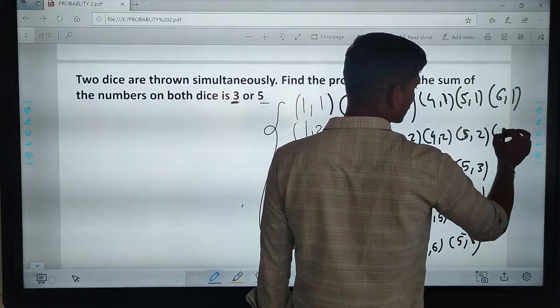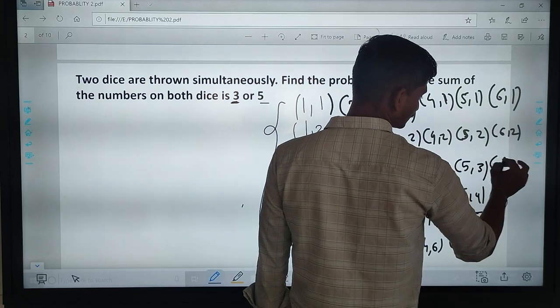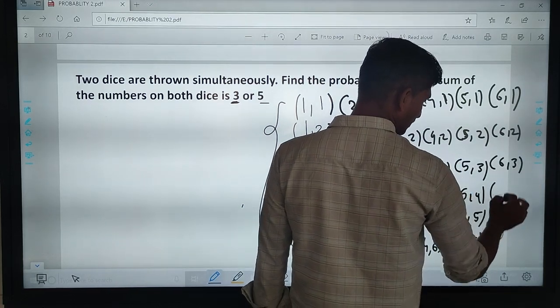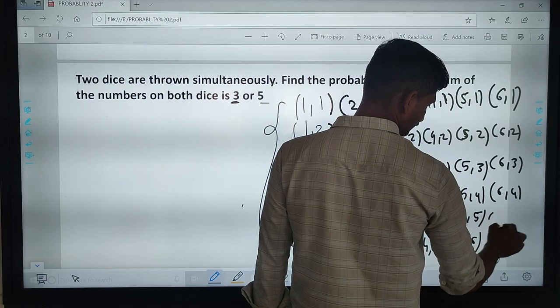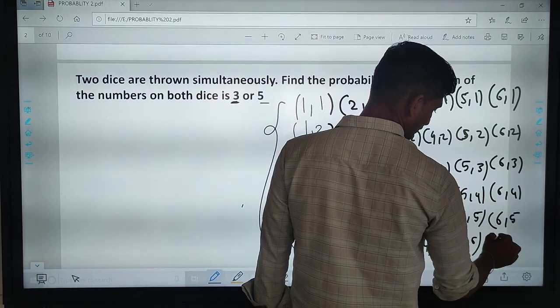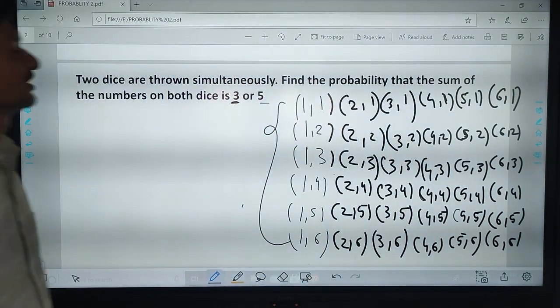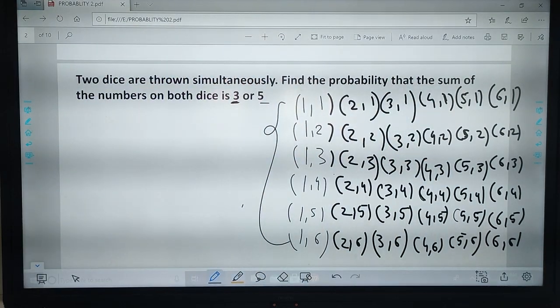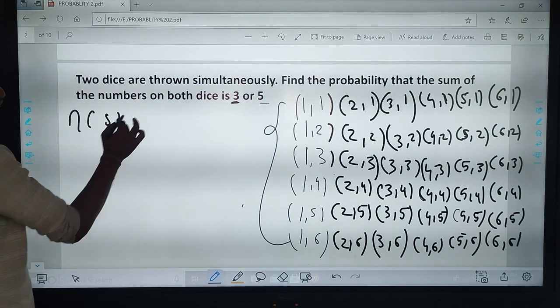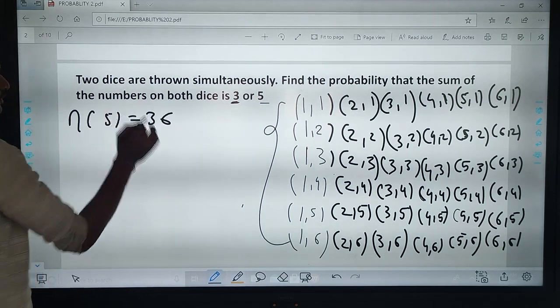And 6: 6,1, 6,2, 6,3, 6,4, 6,5 and 6,6. This is your sample space. Now here the total sample space contains n of S equal to 36.